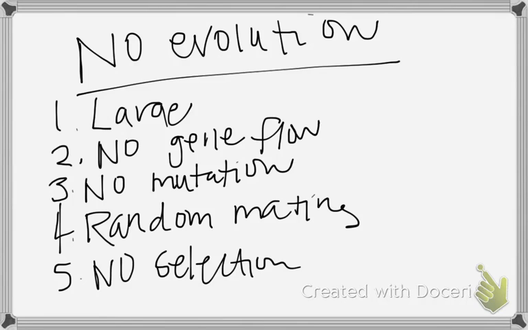Mutations lead to evolution. If the mating is non-random, that would cause evolution. And you want to know that small populations evolve faster than large populations. So if a population isn't evolving, those 5 things must be being met.